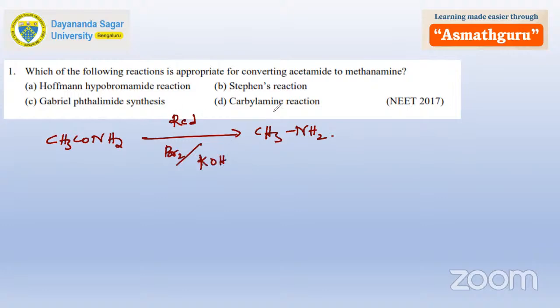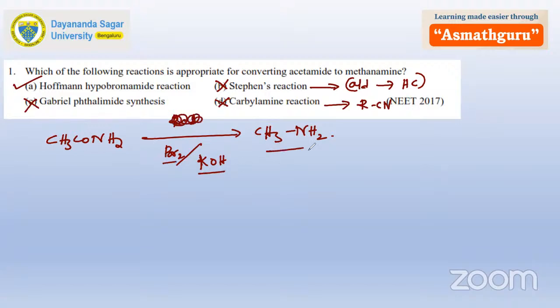Reduction is not given anywhere. He has given Stephen's reduction, but Stephen's reduction is to get aldehyde from nitrile, so this cannot be the answer. Carbylamine is all about getting isocyanide, so that is also not the answer. So only A and C remain. But in C, we don't use the amide. So C cannot be the option. The only option is where we treat the amide with bromine and KOH to get the amine.